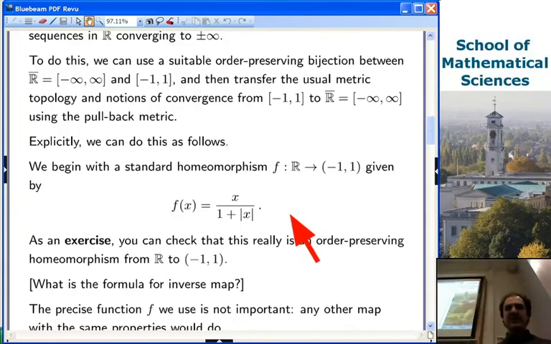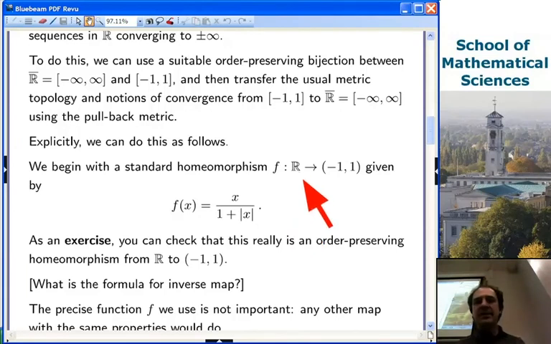So the one I'm suggesting here, f of x is x over 1 plus mod x. And if x is a real number, then it'll have a modulus. 1 plus mod x will be slightly bigger than the modulus of x. When you divide them, you'll get a real number whose modulus is strictly less than 1. But you can get as close to 1 as you like. So a little bit of thought will tell you that this is doing what it ought to, and taking R to the open interval minus 1, 1.